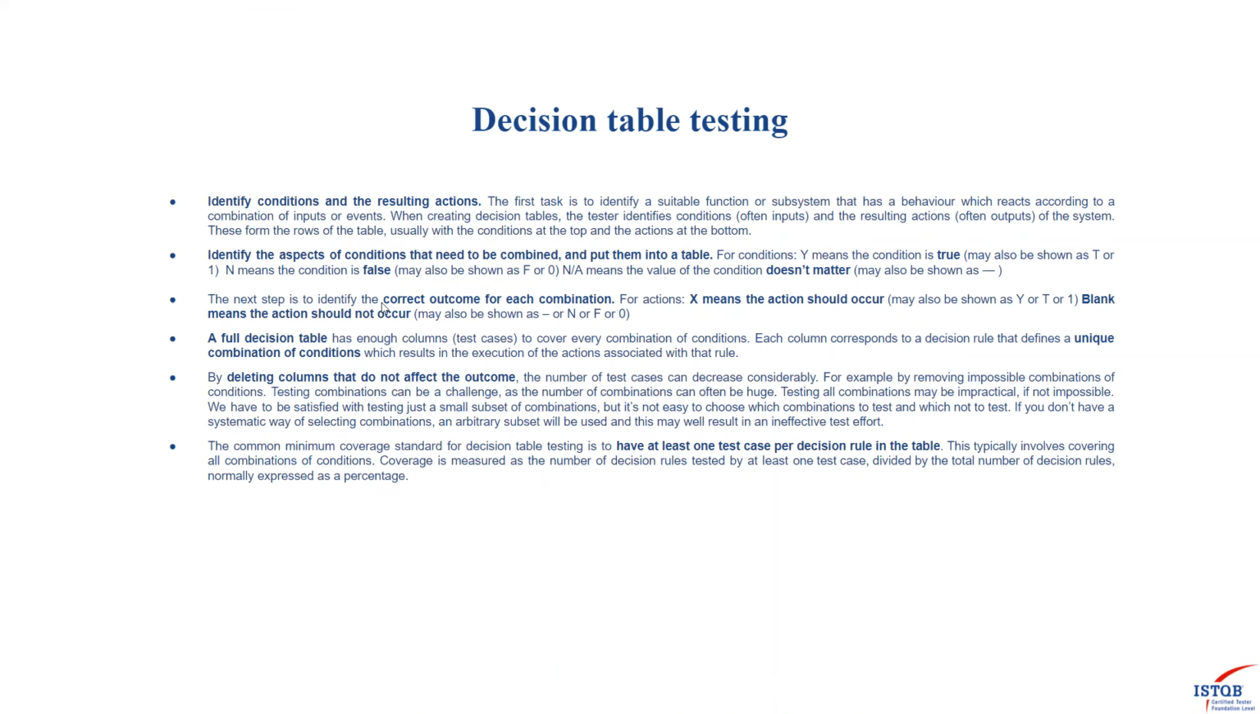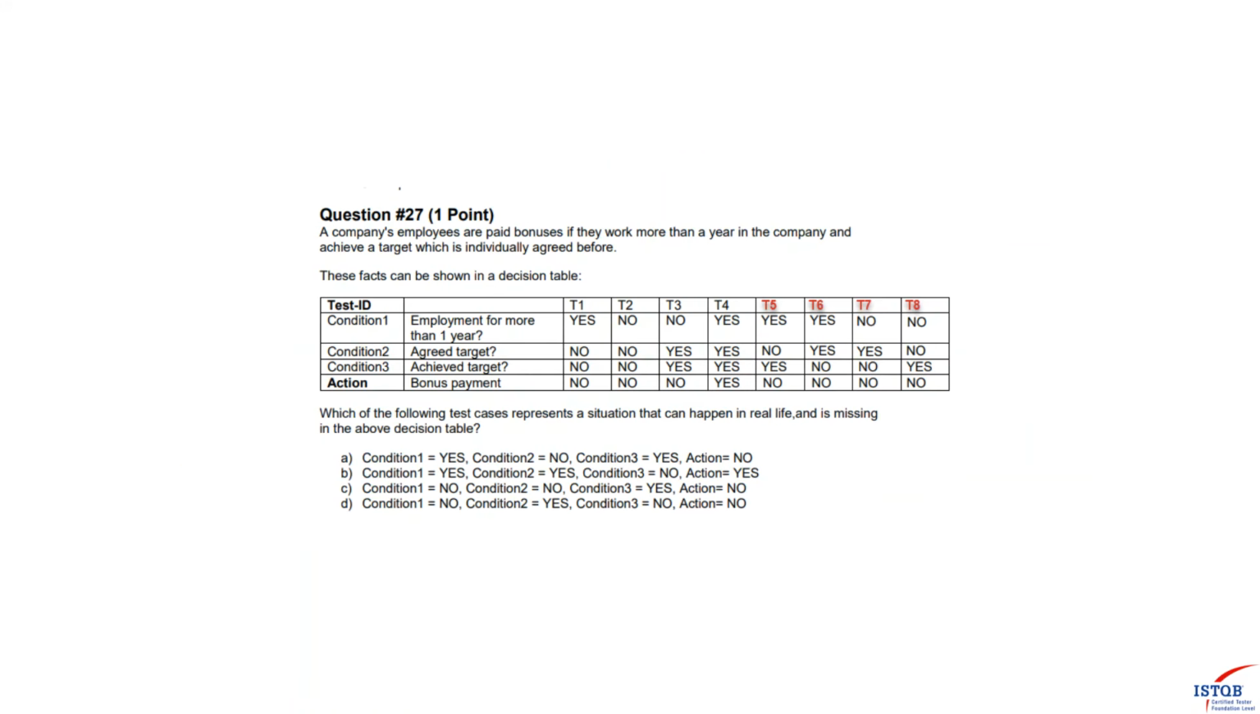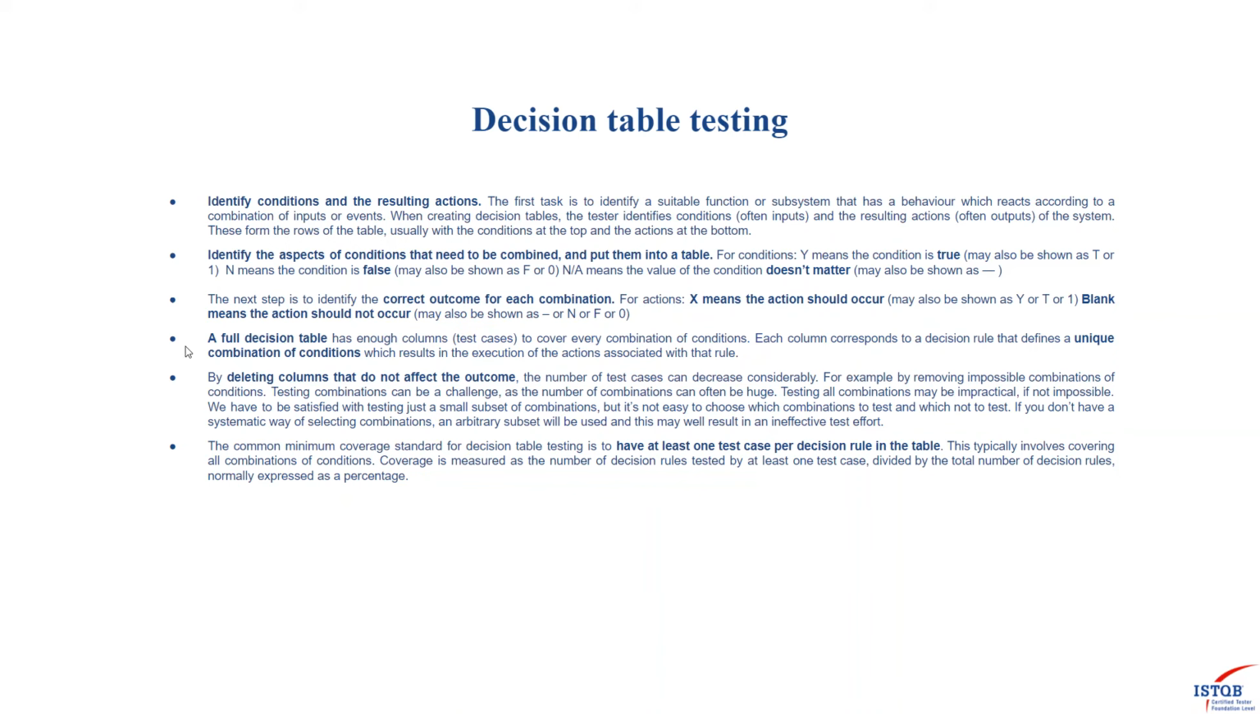The next step is to identify the correct outcome for each combination. For actions we have only 2 possible states. Action should occur or should not occur. Let's check our description one more time. A company's employees are paid bonuses if they work more than a year in the company and achieve a target which is individually agreed before. This means that action bonus payment will be yes only when all 3 conditions are yes as well. If one condition is no, then action is no. Because of this, our 4 additional test cases have an action no. Let's move on to the next step.